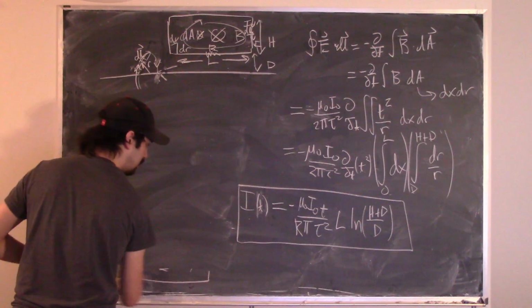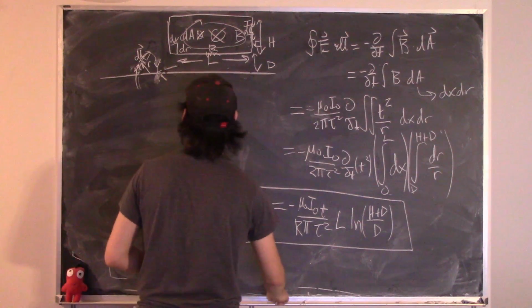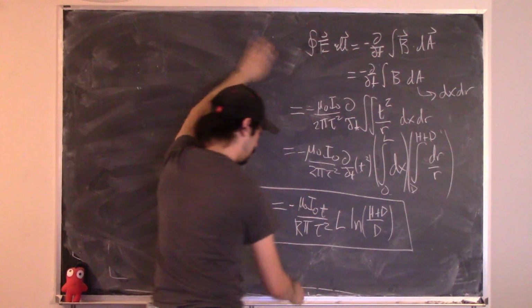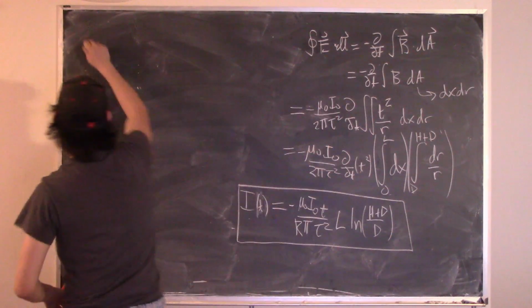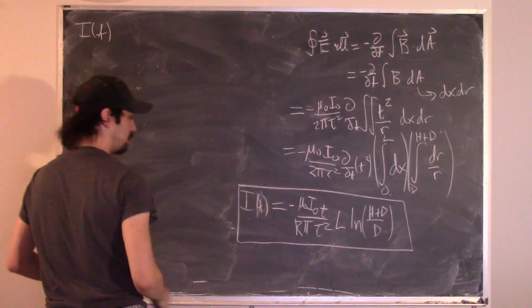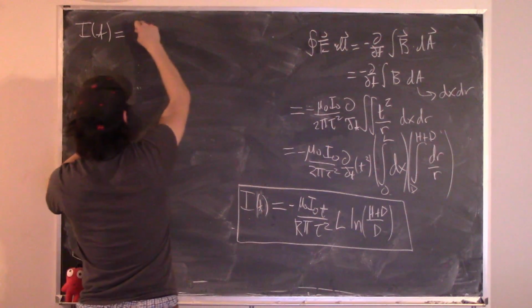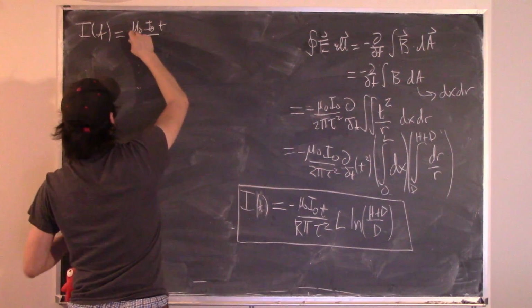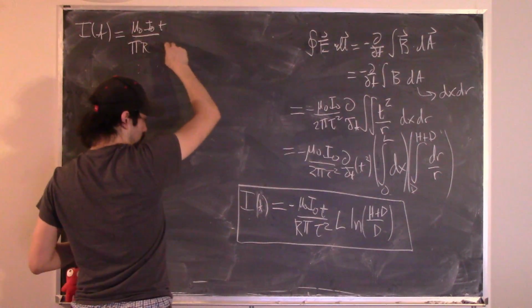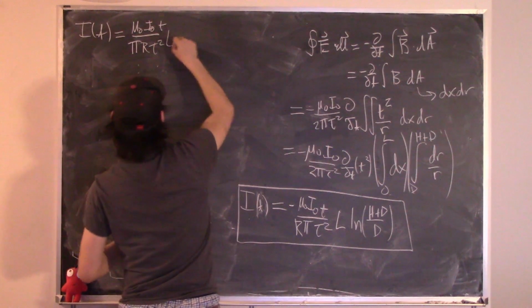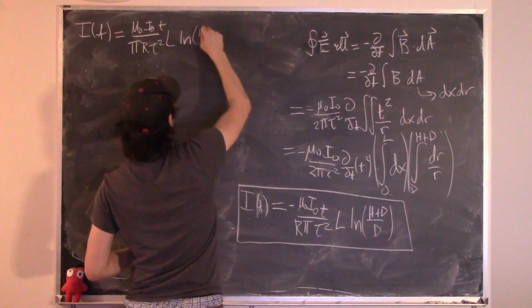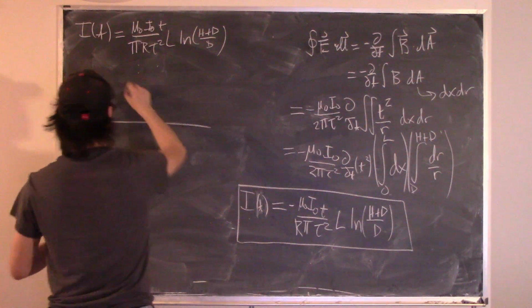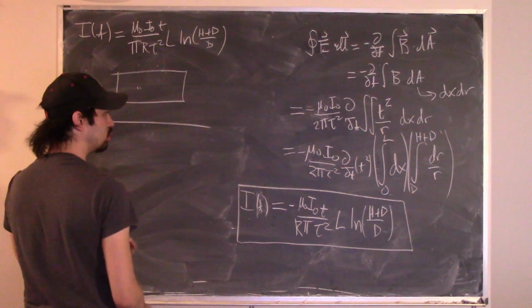So I need this current, and I'm going to put the current over here. So I of t, and actually now I'm just going to write it with just a positive sign. So I of t is equal to mu naught I naught t divided by pi R tau squared L ln of h plus d divided by d, and then this was the loop. So we had the loop here.